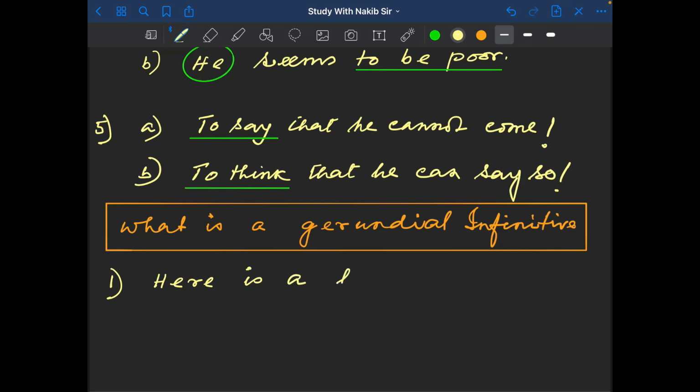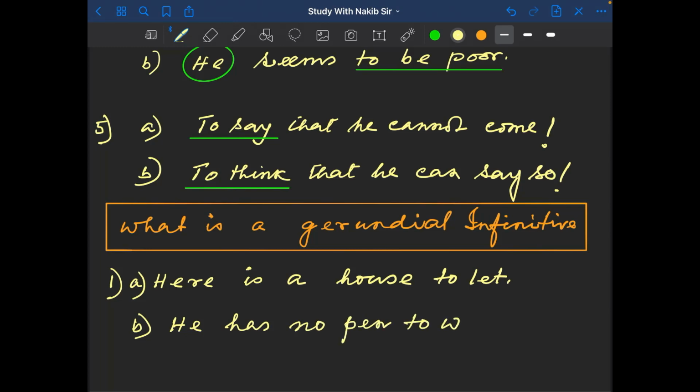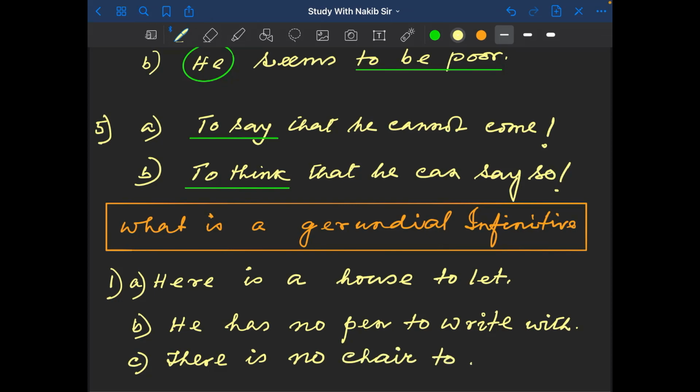Here is a house to let. Here is a house to let. And next one, he has no pen to write with. Take another example. There is no chair to sit on.